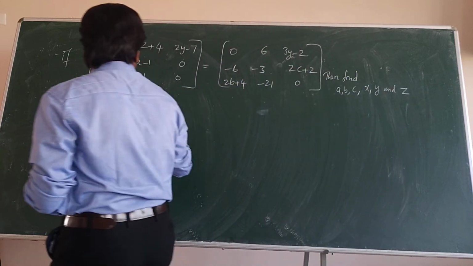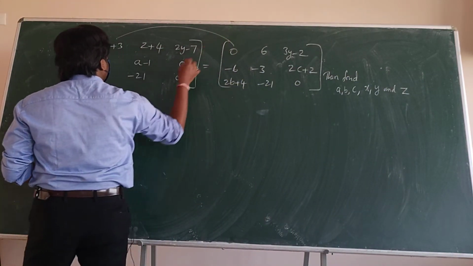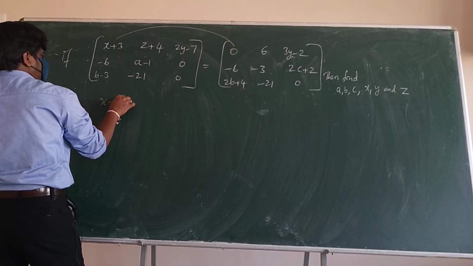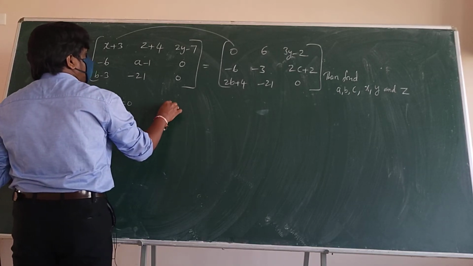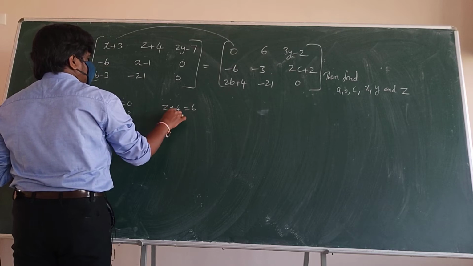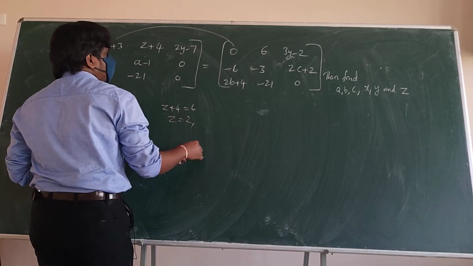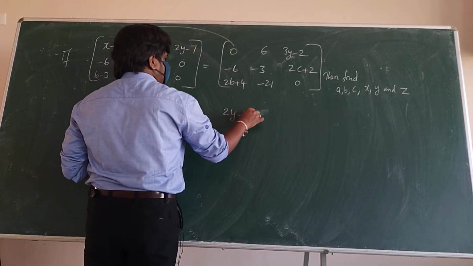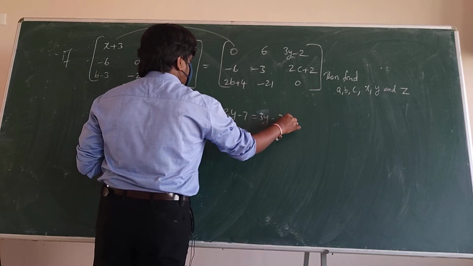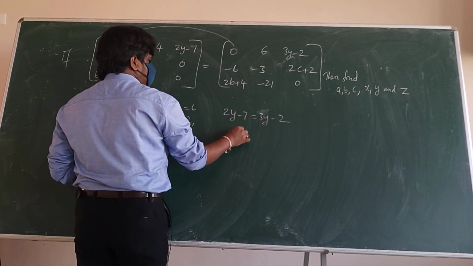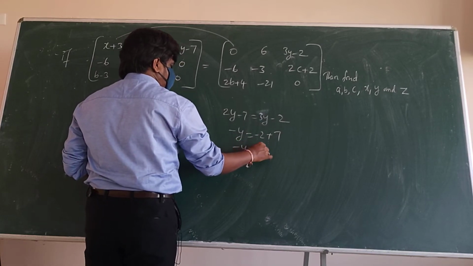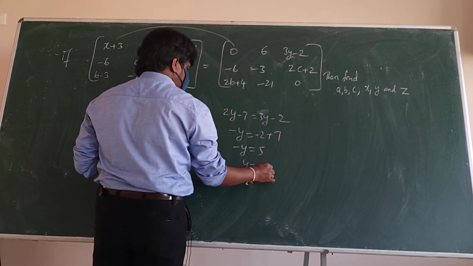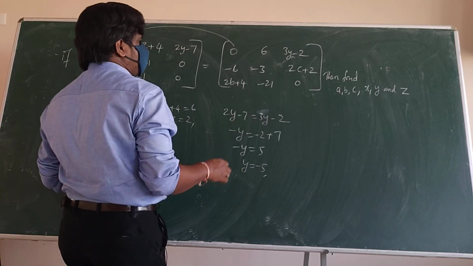Now, I can equate these both. So x plus 3 is equal to 0, x is equal to minus 3. z plus 4 is equal to 6, z is equal to 2. 2y minus 7 is equal to 3y minus 2. So what I get here, minus y is equal to 5, y is equal to minus 5. Likewise you can do this.